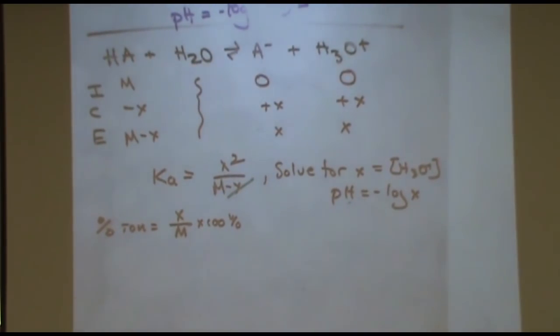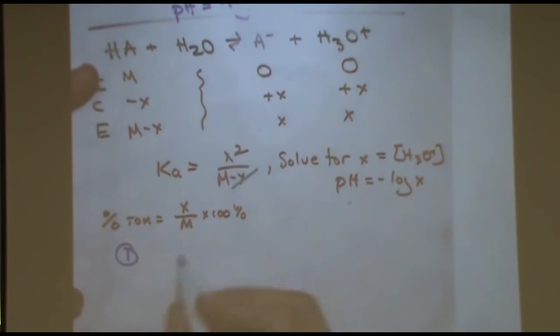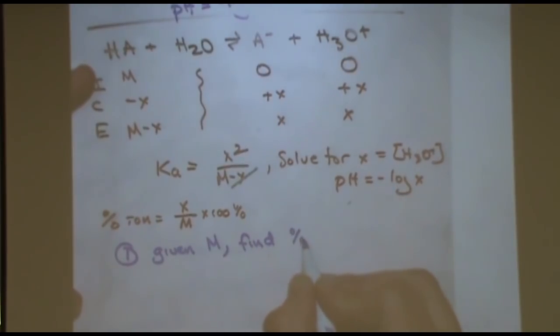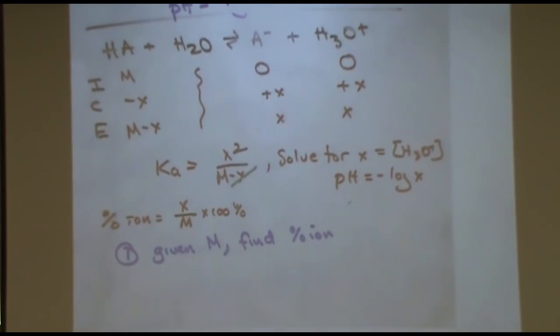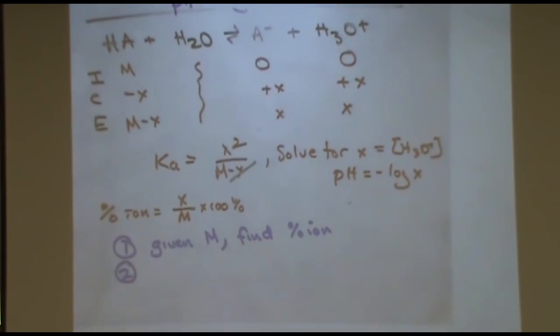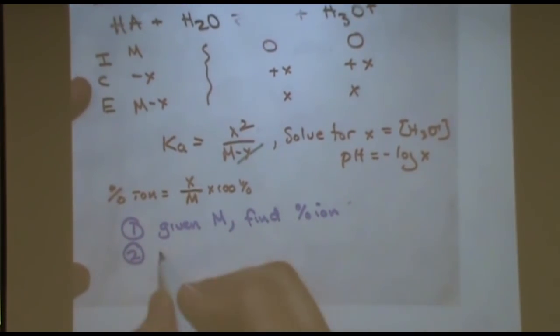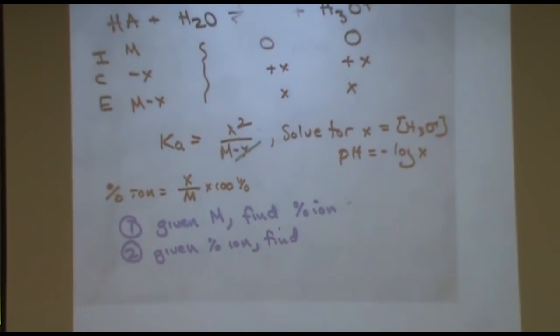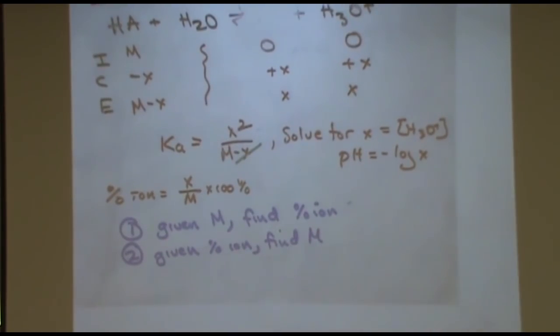Let me write it like this. Case 1: given M, find percent ionization. The reverse of that, case 2, a different possible way of solving, is to be given the percent ionization, and then you're going to find whatever we're kind of into. That could potentially be M, but I suppose we could ask it in different ways. But let's go in the reverse direction.